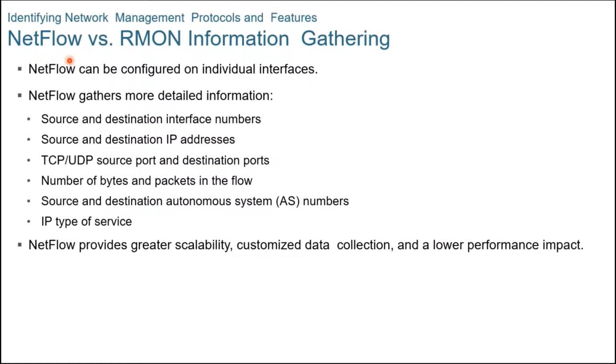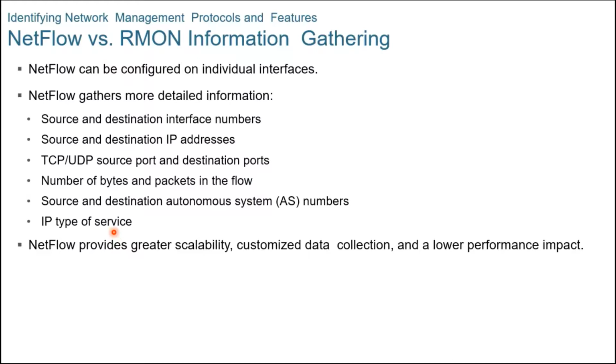Now, comparing NetFlow and RMON, okay, so you've got the NetFlow versus RMON information gathering. NetFlow can be configured on individual interfaces, thereby providing information on traffic that passes through those interfaces and collecting the following types of information. You've got the source and destination interface numbers or addresses, input and output interface numbers or addresses, TCP/UDP source and destination ports, the number of bytes and packets in the flow, the source and destination autonomous system numbers for BGP, time of day, and the IP ToS or type of service.